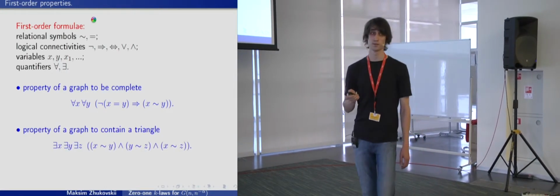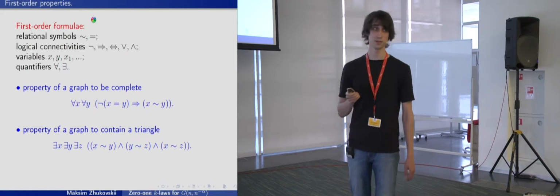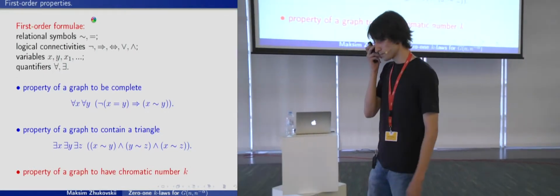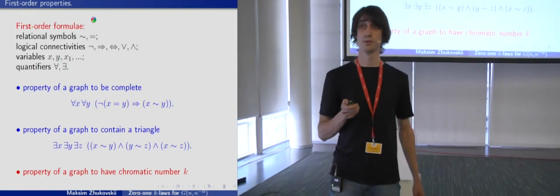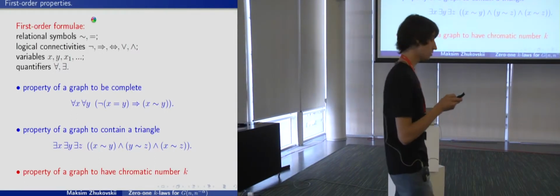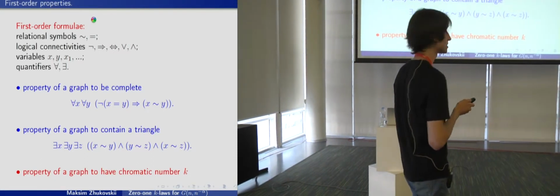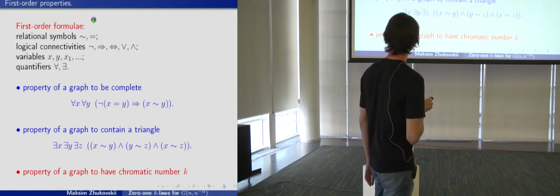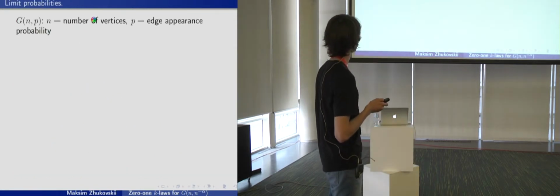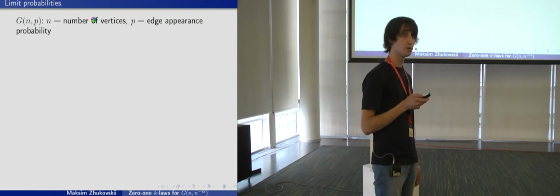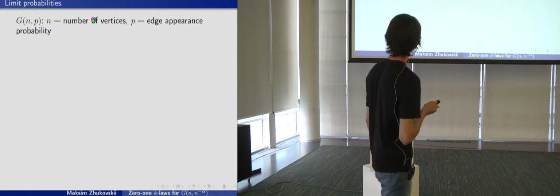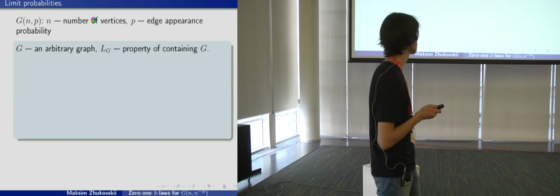And this one is the property of a graph to contain a triangle. It's also a first order property. And for example, the property of a graph to have chromatic number k is not a first order property. It cannot be expressed in terms of this language. Okay, and now the Erdős-Rényi graph G(n,p), where each edge appears with probability p, and n is the number of vertices.